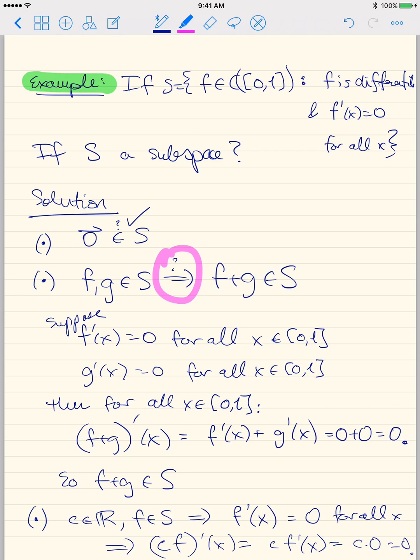And the derivative of a sum is 0 if the two summands have 0 derivative, because the derivative is a linear operation. So for the f plus g function, all it takes for it to be within the subspace is that its derivative is 0. Yeah, that's it. The definition of the subspace is all the functions whose derivative is 0 everywhere from 0 to 1. Okay.